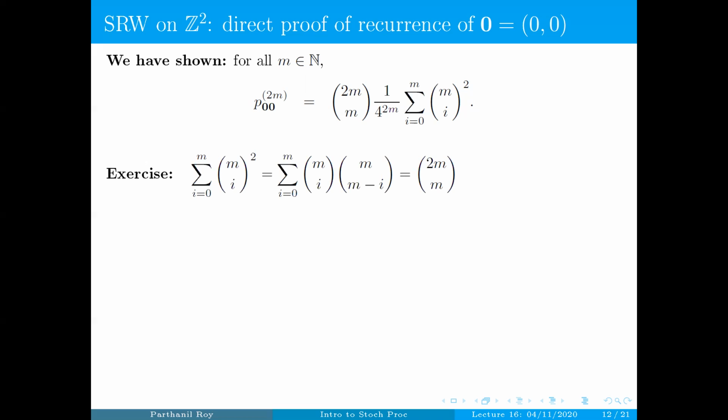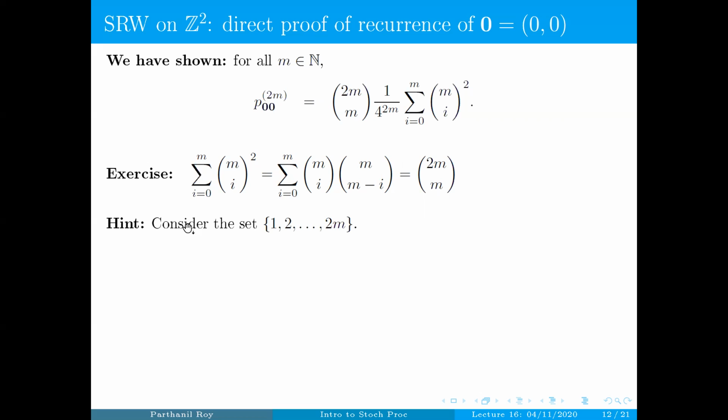Now here is an exercise for you. It's a combinatorial exercise. Show that the sum of these binomial coefficients squared is just 2m choose m. There are many ways of doing it. One can use the binomial theorem and compare coefficients. Another way would be combinatorially, and that's the hint I'm going to give you. Instead of writing m choose i times m choose i, write it as m choose i times m choose (m minus i). m choose (m minus i) is just m choose i. If you write it this way, it's a bit easier to interpret.